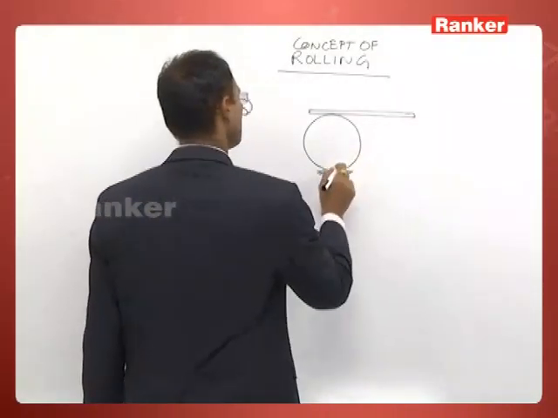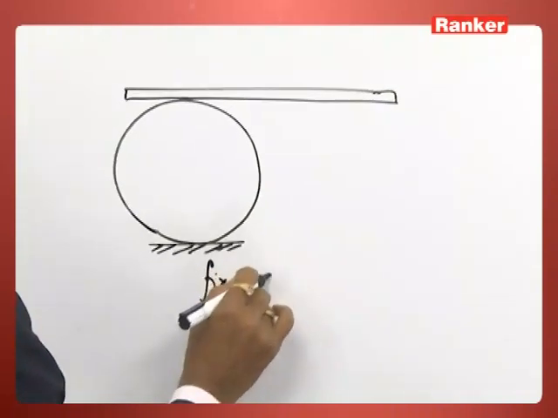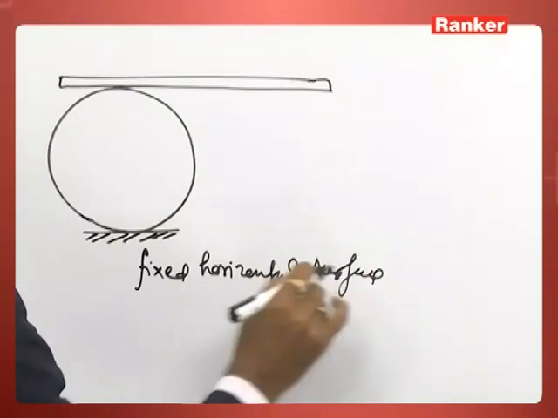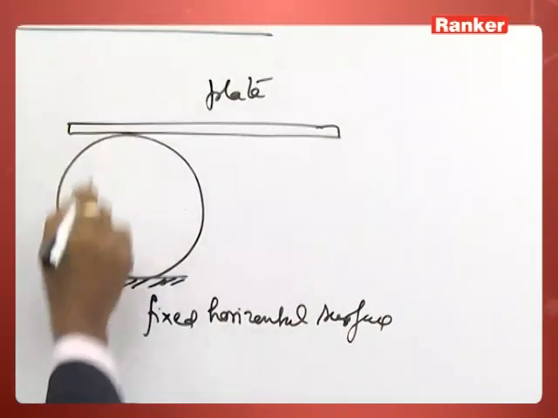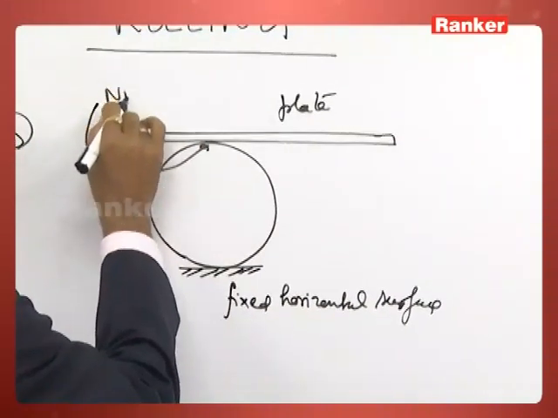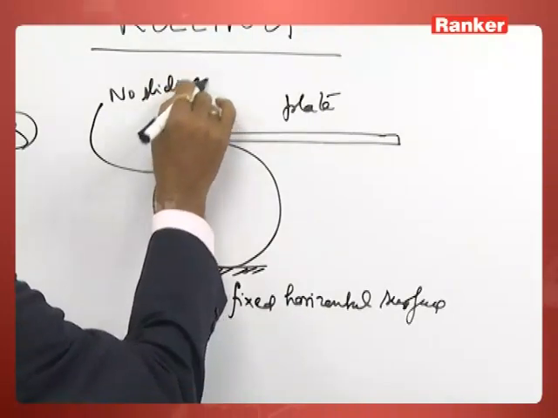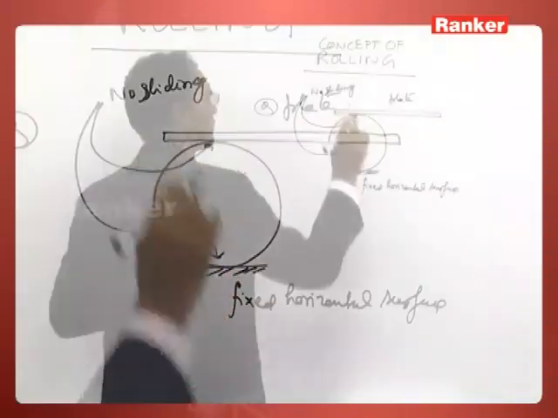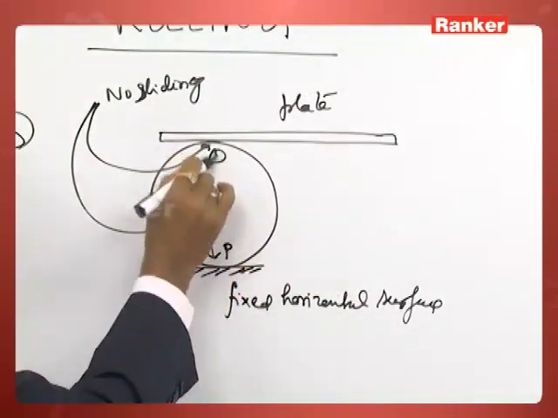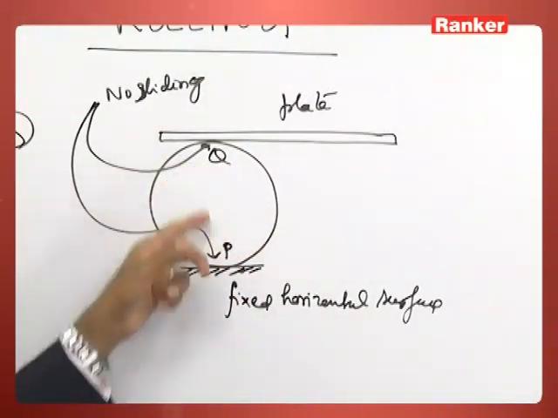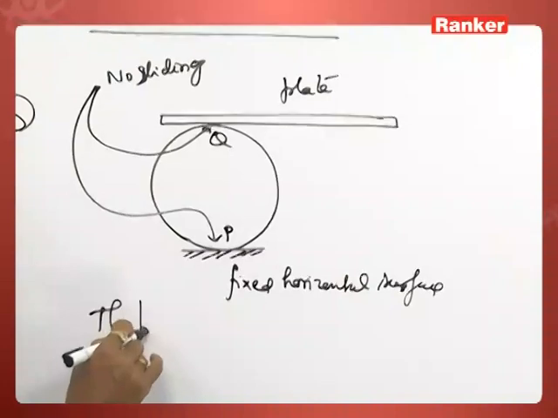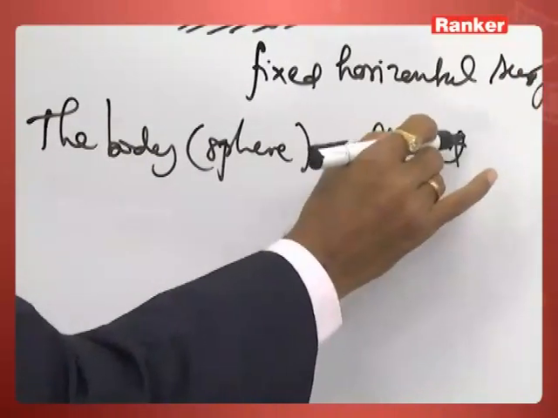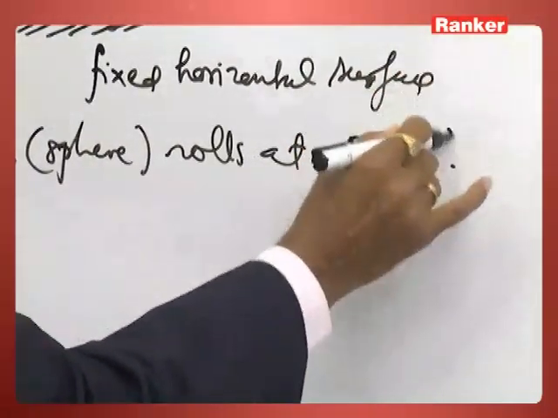This body is rolling on this fixed horizontal surface, and this is a plate. Here also there is no sliding. Here no sliding, here also no sliding. So you can say that this body, the sphere, rolls perfectly at these 2 points, P and Q.